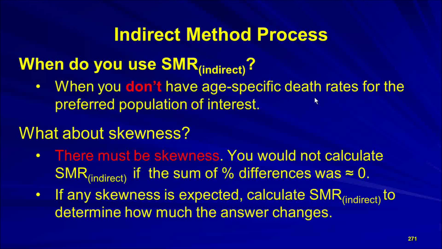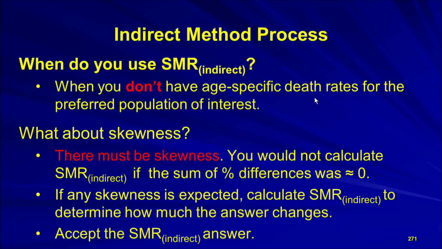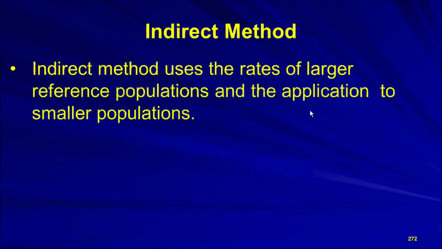So there's my answer. I've got it printed there, and that would be my recommendation, and I would encourage you to adopt that, but that decision is yours. Now, we do accept the SMR indirect answer. That would be the standard. If we're going to do any adjustment, we're going to take the SMR indirect answer as being more valid than a crude rate. Okay? So that's what I'm trying to say: the SMR indirect answer is more valid than the crude rate because we've done the adjustment. Okay.